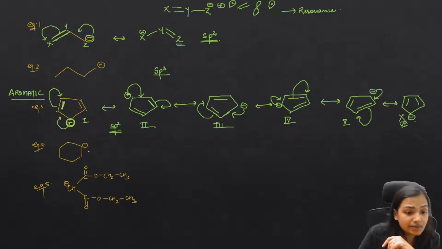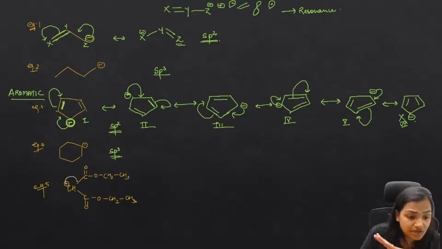Got it? Now here if you see the negative charge, this is not sp2, this is sp3, because there is no resonance. Here if you see the negative charge, this negative charge is also undergoing resonance. So because it is undergoing resonance, this carbon is also sp2.